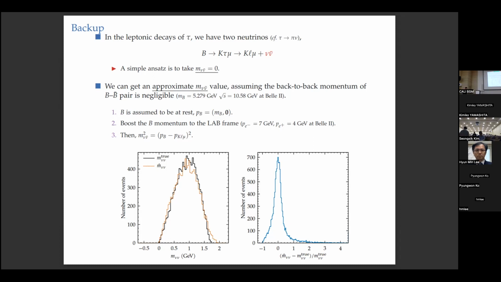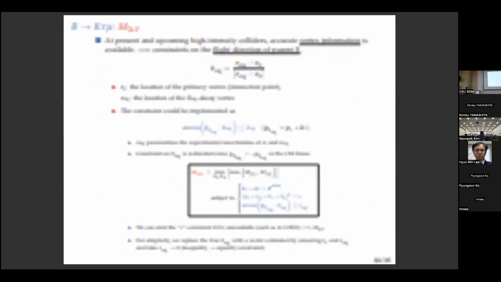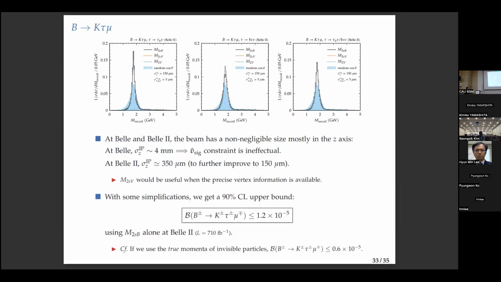Thank you for your interesting talk. I'm comparing with Professor Kwon's limit on the B to K tau mu, B to K tau muon, right? So in your case, it's independent of the charge of the final state, right? It's kind of an average value between different charges if I compare to Professor Kwon's result.